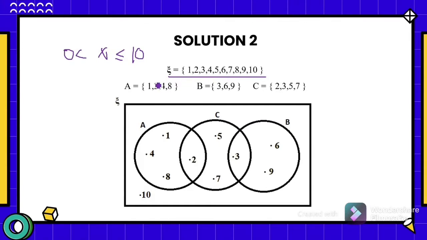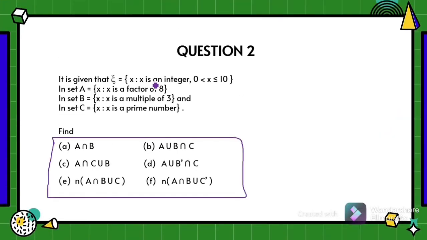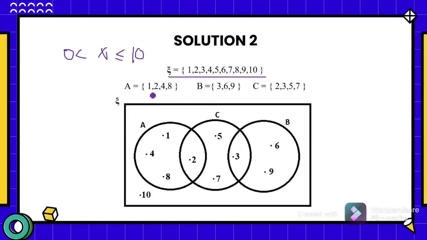In set A, they want set A to be the factors of 8. So this is the factors of 8. Set B is the multiples of 3. So this is the multiples of 3. And set C is the prime numbers. 2, 3, 5 and 7 are prime numbers.